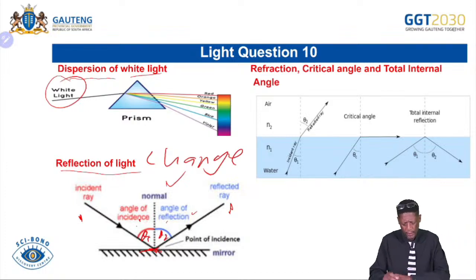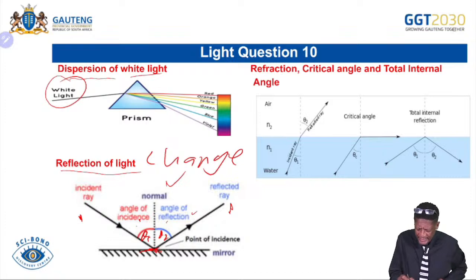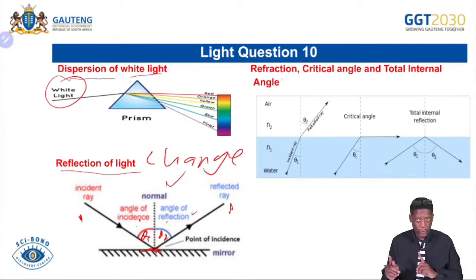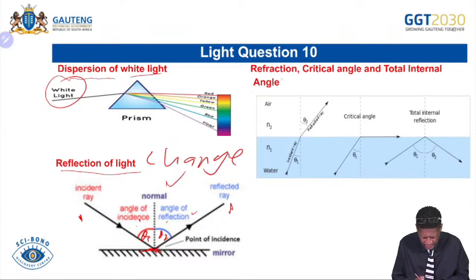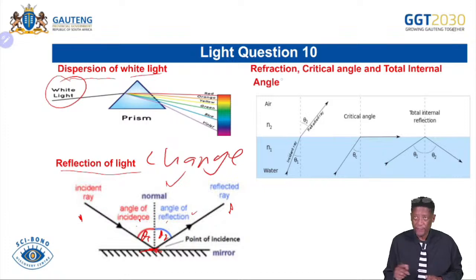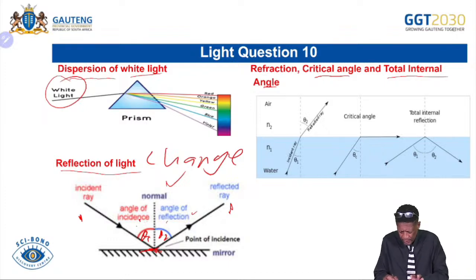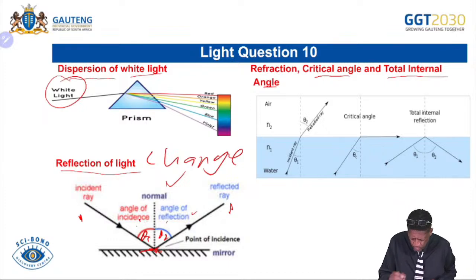Now we go on to refraction. This is reflection, it's a change. Refraction is a bend. I want you to get this. Reflection is a change, refraction is a bending. And we've got the critical angle and the total internal reflection. So what has happened?